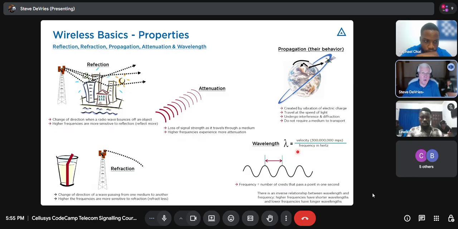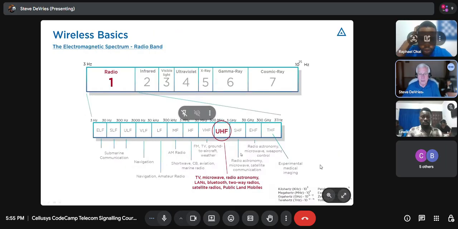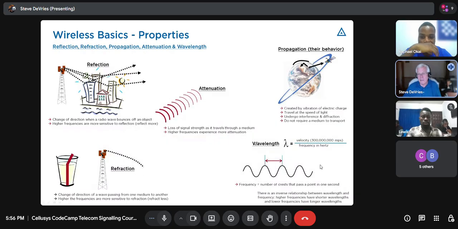So if you look at cellular telephony, let's say we're at 900 megahertz. That's 900 million cycles per second. If I divide that by the velocity, which is the speed of light, you get roughly the wavelength. And that's roughly a third of a meter.